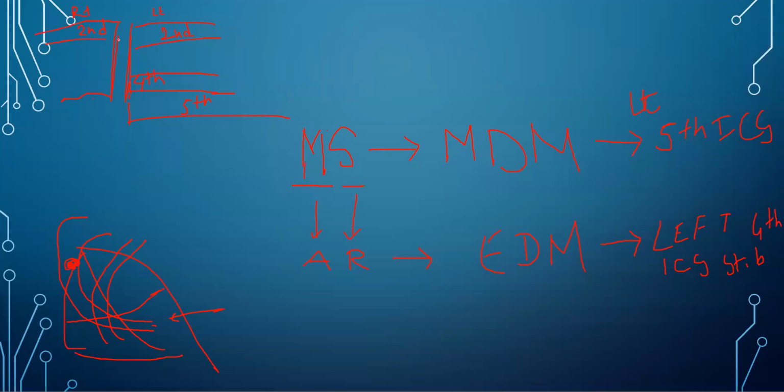Clear? Now, come to the point. Mitral stenosis murmur, you will get in the left fifth intercostal space.